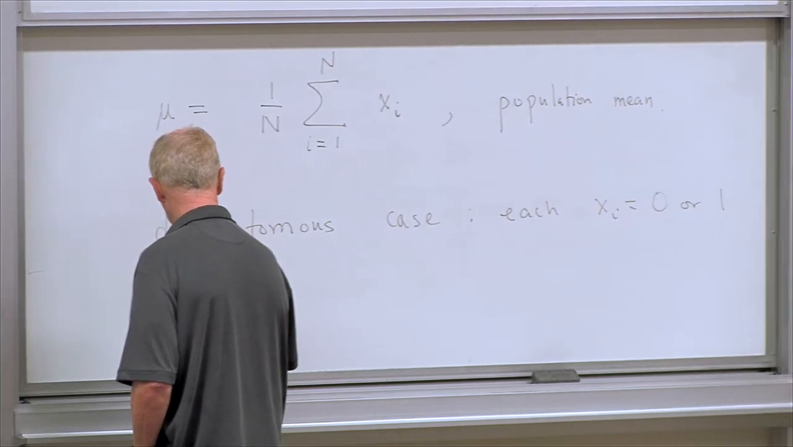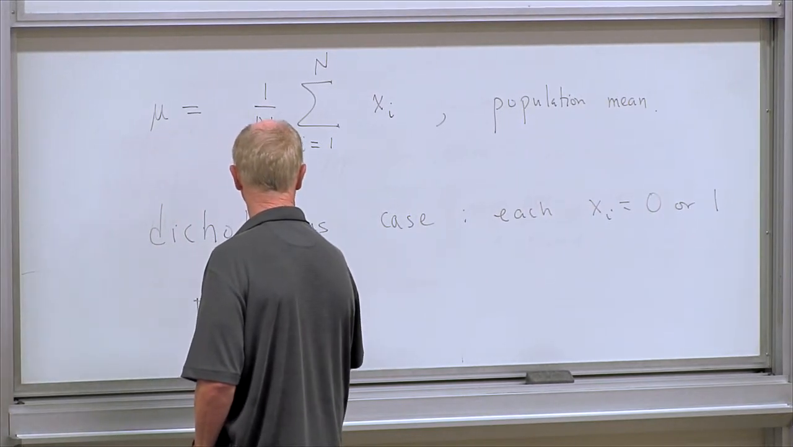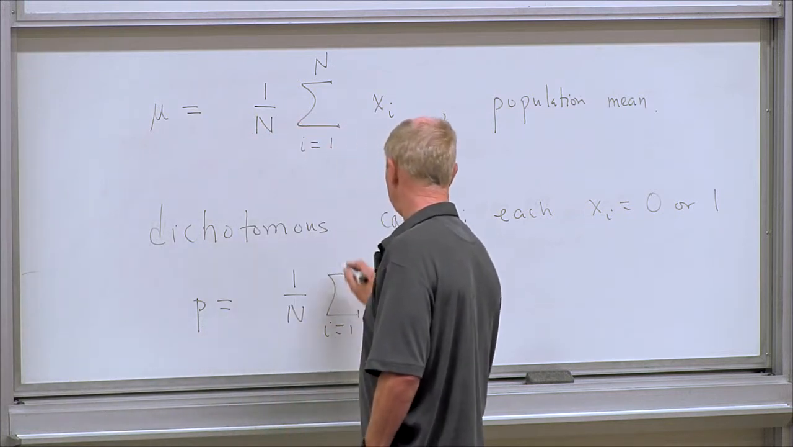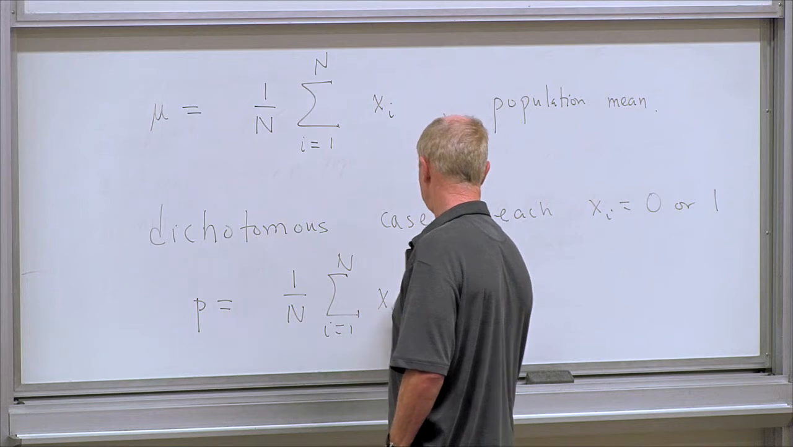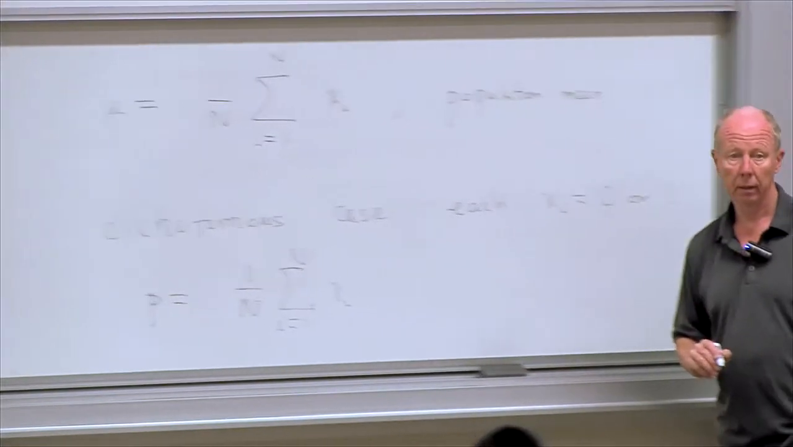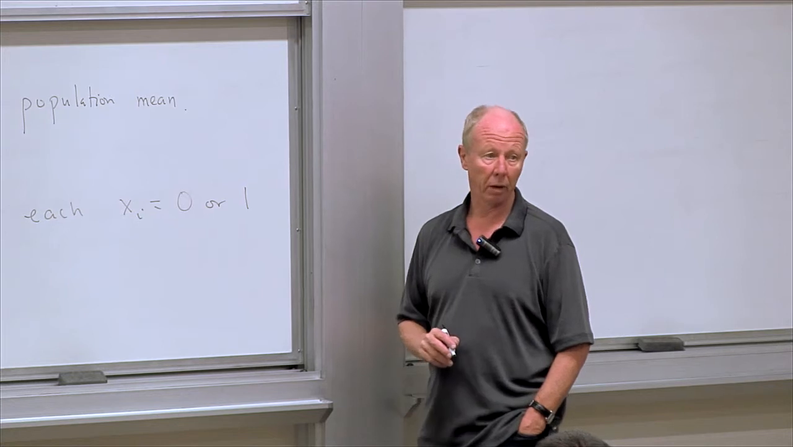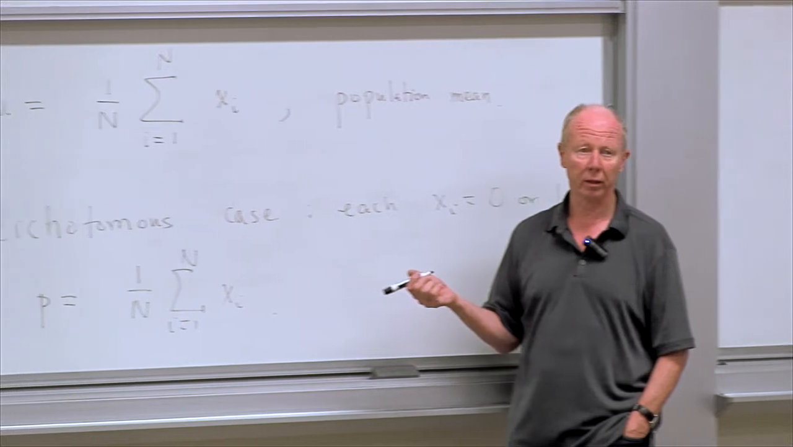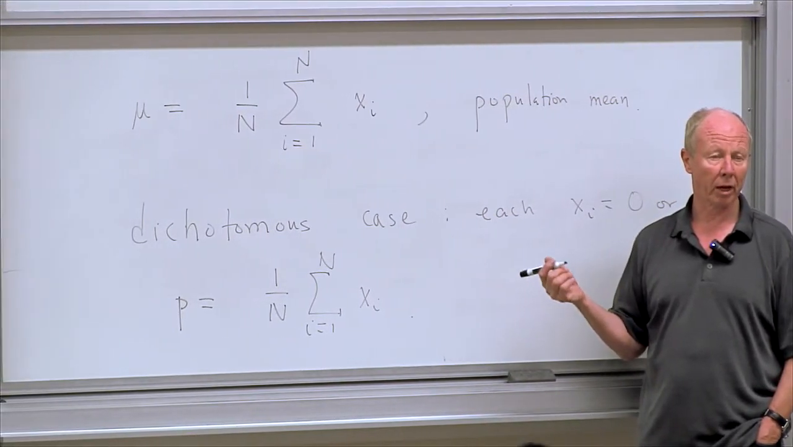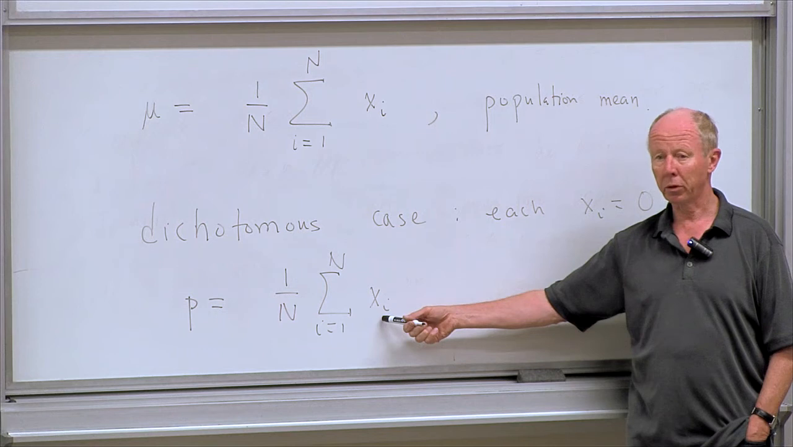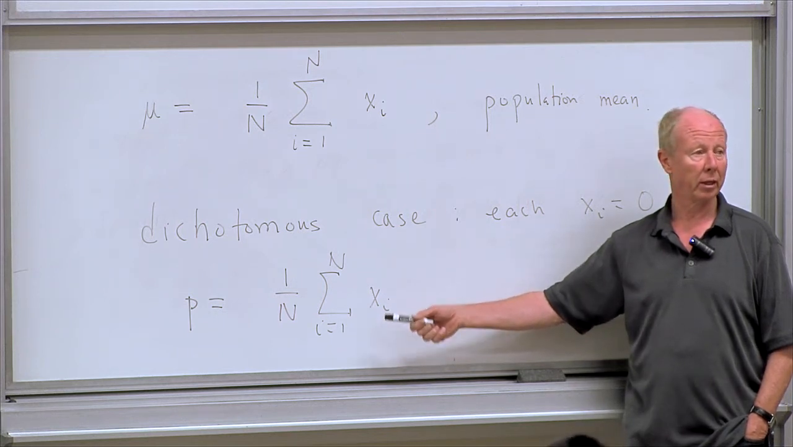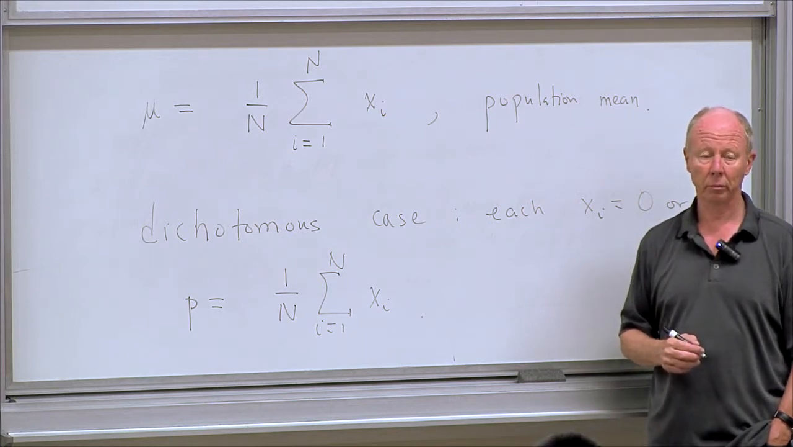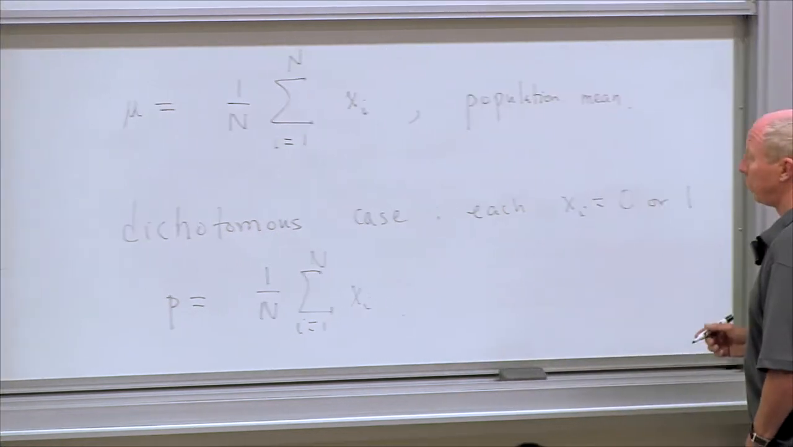And in the dichotomous case, we call this average P. And that's the proportion of the population that has the property that led this value to be 1. So in the case of counting how many people are diabetic, if xi is 1 when a person is diabetic and 0 if not, this would be the proportion of the population that are diabetic.